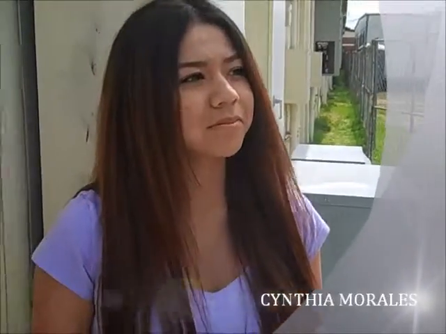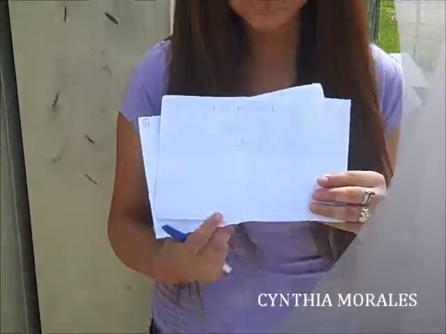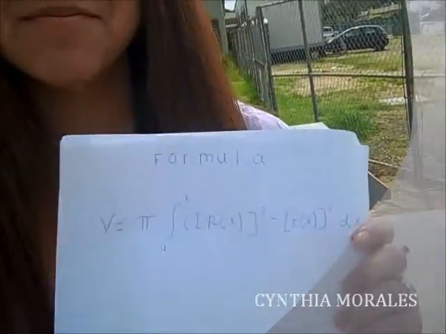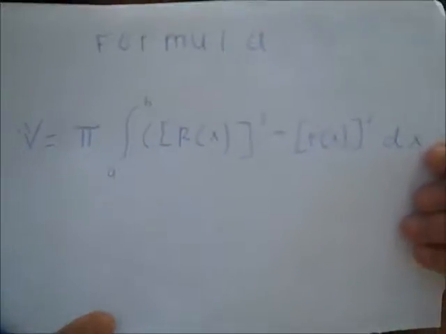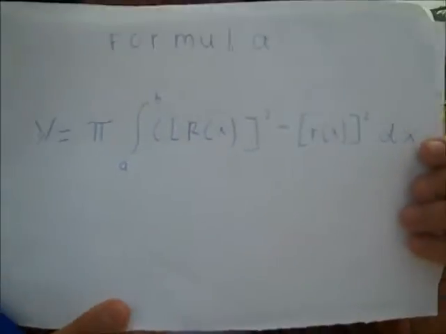What's different about this from the disk method previously discovered is that now we can find volume of regions with holes within them. Okay, so I'm here with my team. This is Cynthia. She has the first steps of how to explain the washer method. My team and I came up with this formula to find the volume of rotating regions.